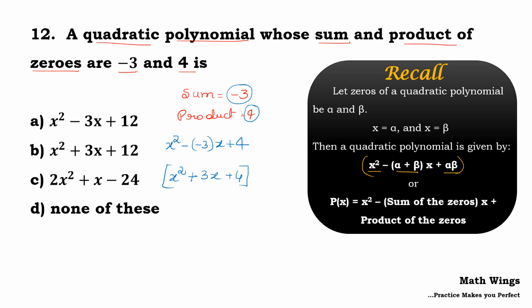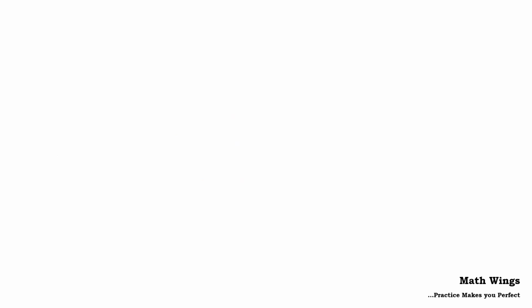So, if you observe the options, we don't have this answer. Therefore, you can choose the option D, which is none of these. We'll move on to the next question.